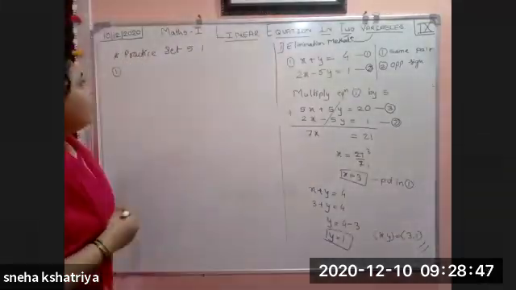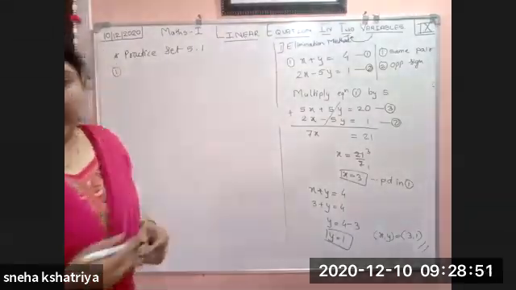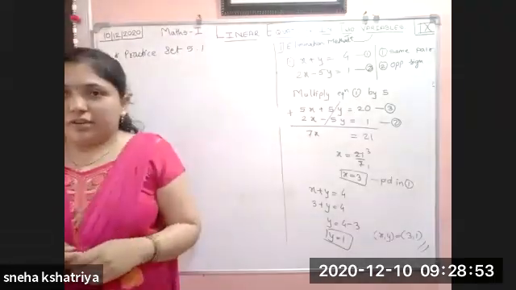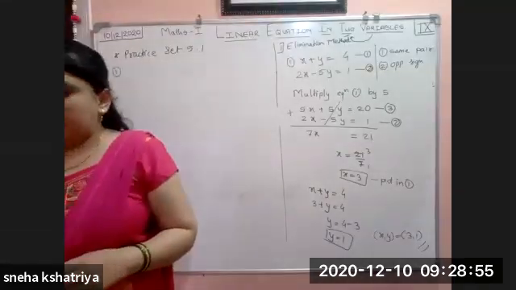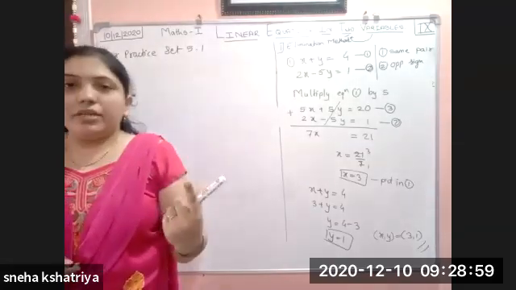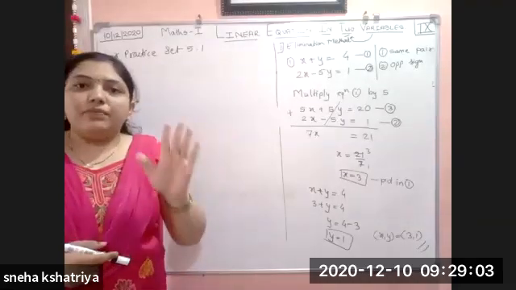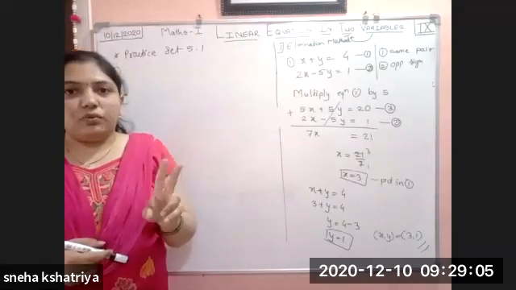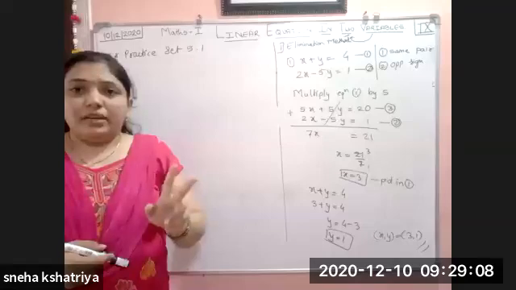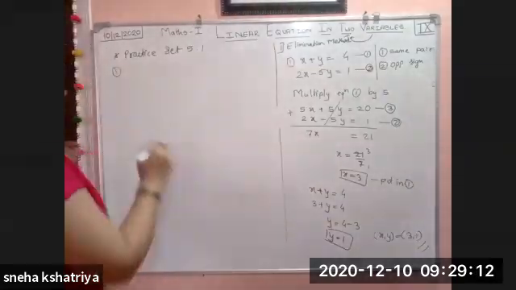Okay, so from practice set 5.1, we will see the first example. The first example is given like this in your textbook. By using variables x and y, form any 5 linear equations in 2 variables. We have to form any 5 linear equations in 2 variables. So whatever you like, according to that you can find out.